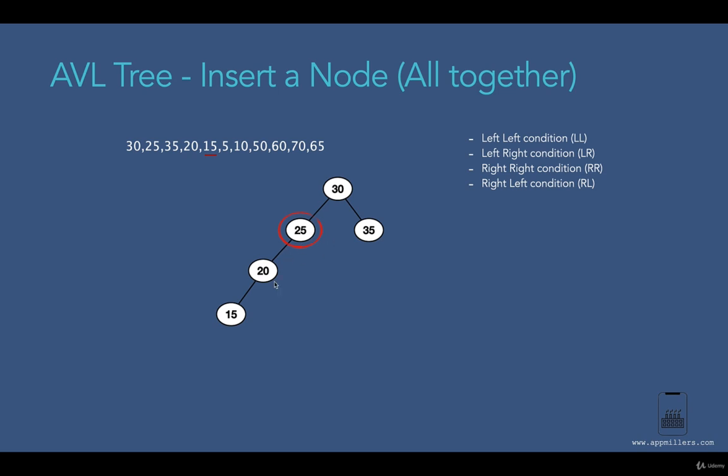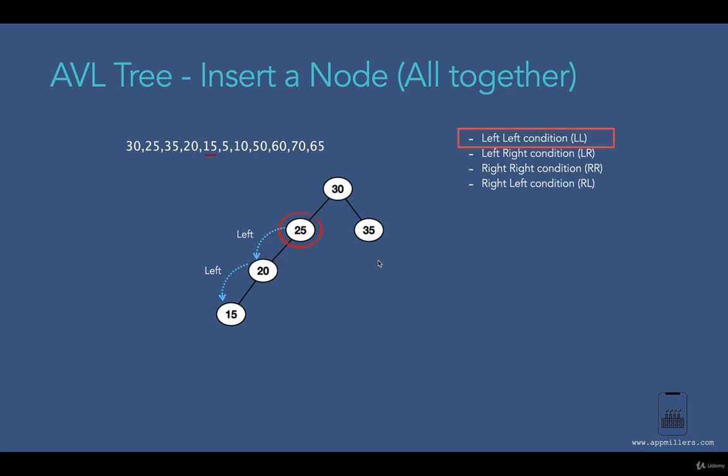So to identify the condition, we are going to look for a path from this disbalanced node to its grandchild. Now in this case, the grandchild is 15, so the path to the 15 from 25 will be left and left, because in each step we are continuing to the left subtree. So this means that this is left-left condition.